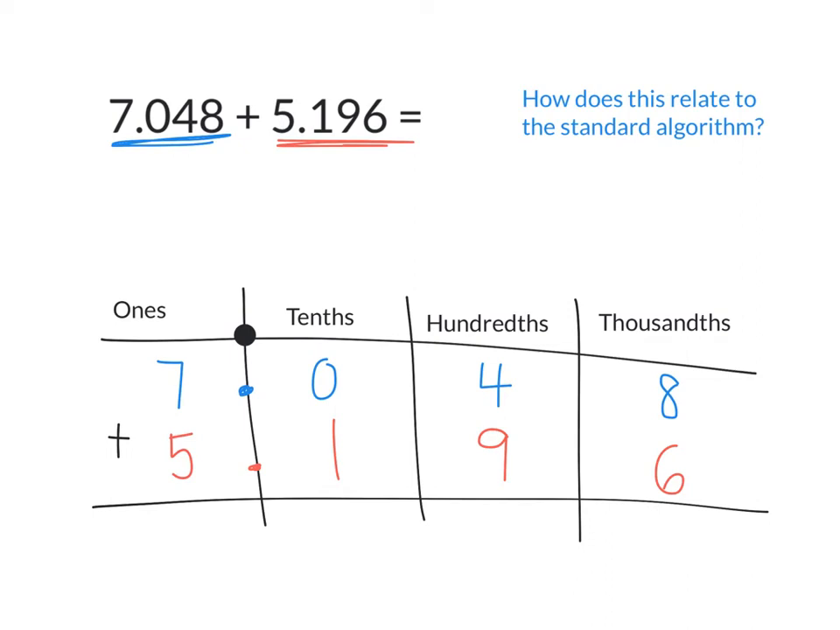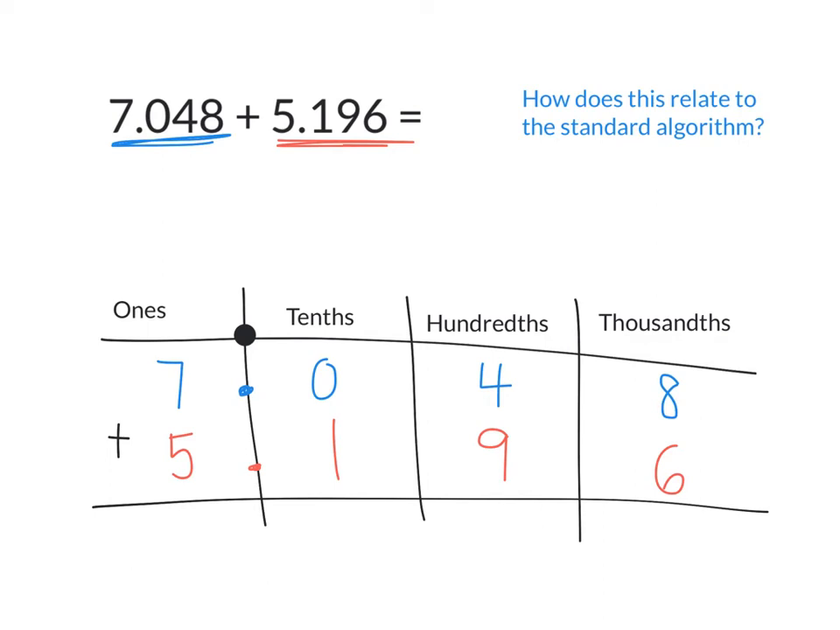Would it be correct if I added 4 hundredths with 1 tenth and I got 5 hundredths? Would that be correct? No. So it's very important that your ones are always stacked on top of each other, the tenths, and this is why a place value chart helps you. It makes sure that each place value is lined up. Okay, let's start with the thousandths.